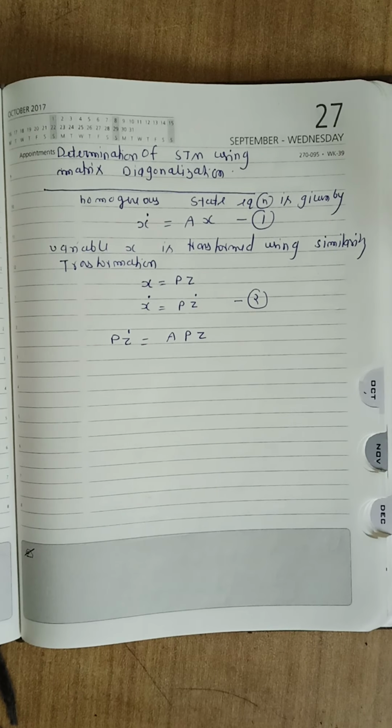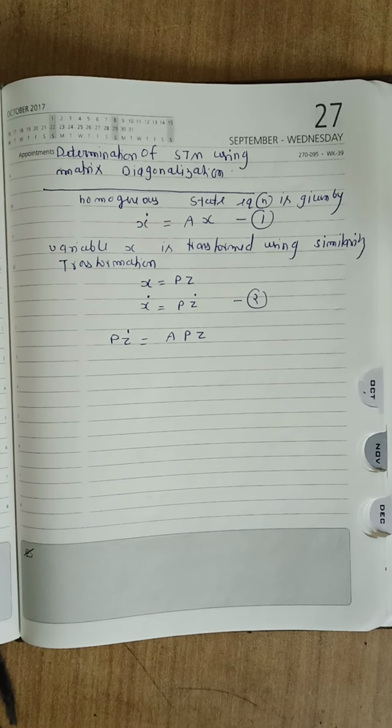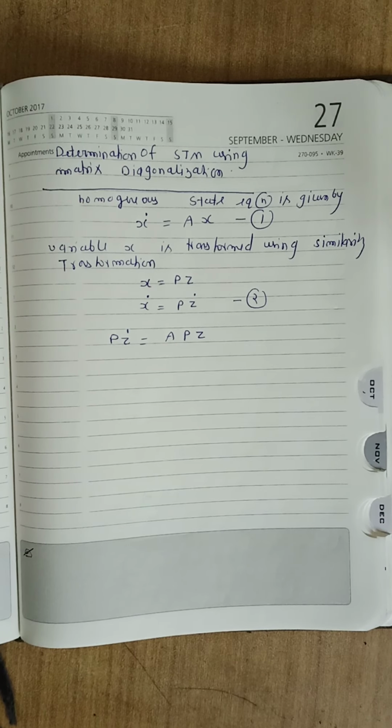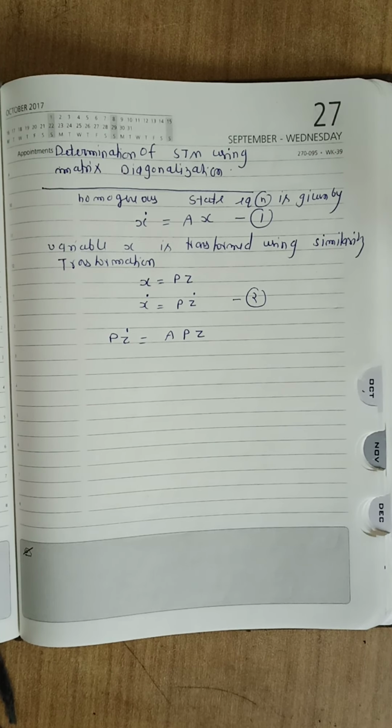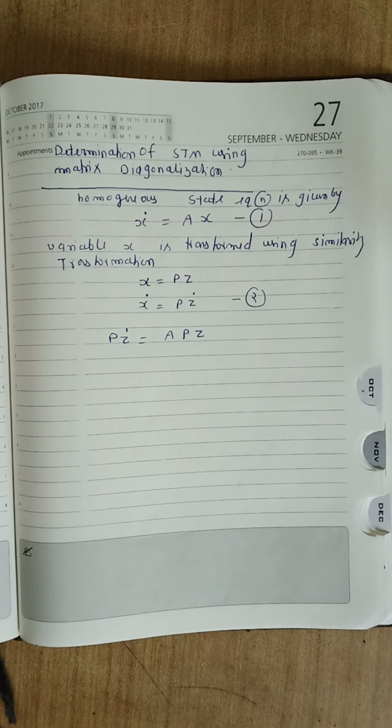Hello everyone. Now let us see application of matrix diagonalization. Here we will see how we can calculate the state transition matrix using matrix diagonalization. Already we have seen calculation of state transition matrix using a Laplace transform with the help of relation inverse Laplace of (sI minus A) inverse.